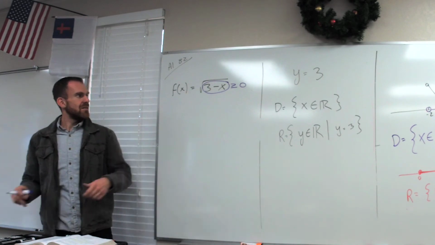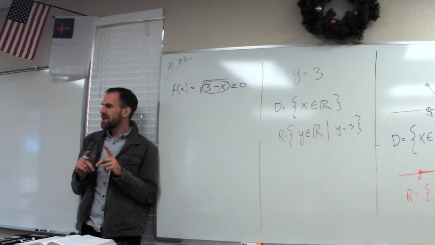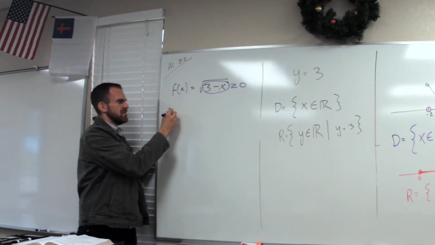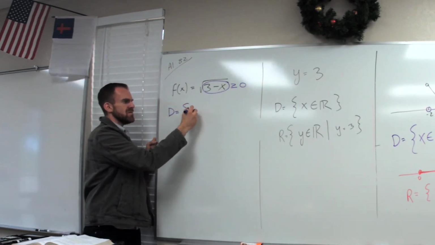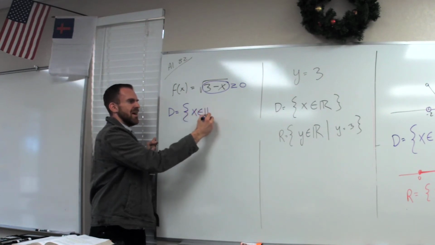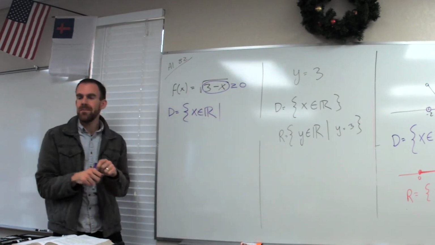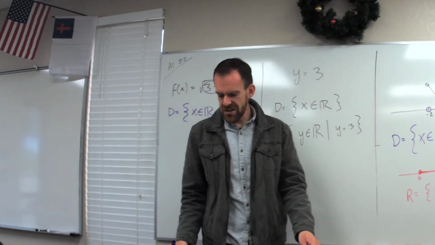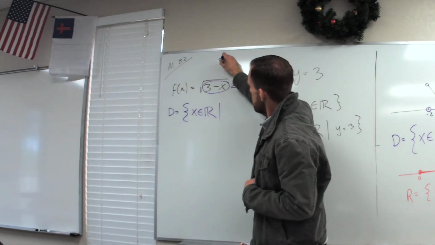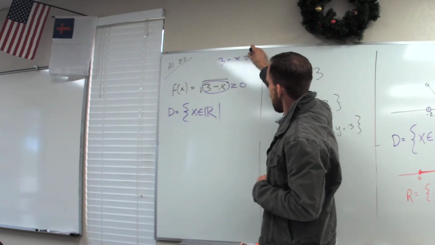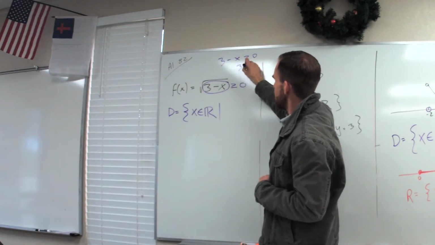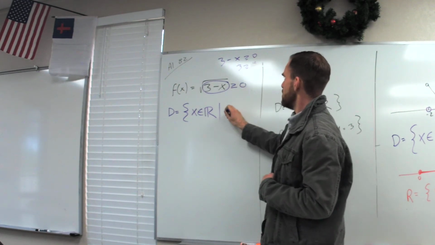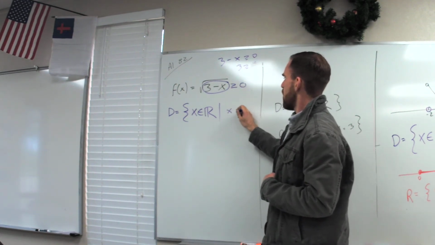Right there. So, the way we're going to find the domain is this. Our domain is the real numbers, so x is in the real numbers, and 3 minus x has to be greater than or equal to 0. Now I'm going to solve that for x. If I add x to both sides, x is less than or equal to 3.